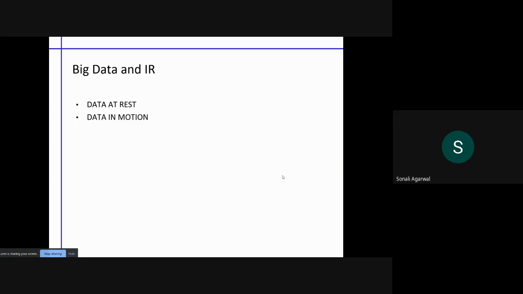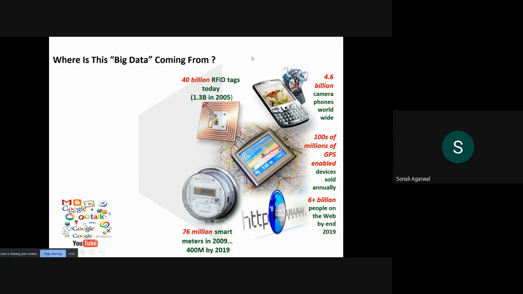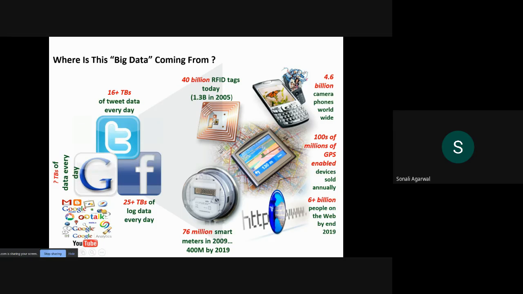One is data at rest and second is data in motion. So let me explain these two terms. I think we all are aware that data is coming from multiple resources. So this is the present picture. Data is coming from RFID tags, from mobile phones, from GPS devices, from web sources, and maybe with the help of smart meters, and all social media platforms. So all these are basically the source of information.